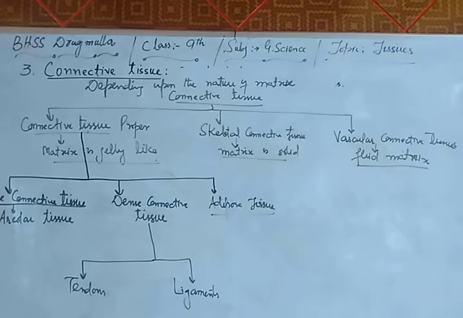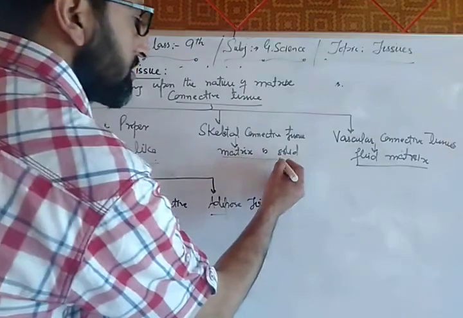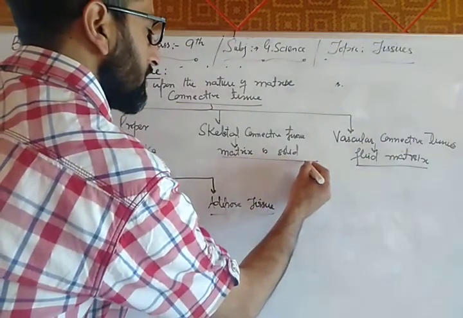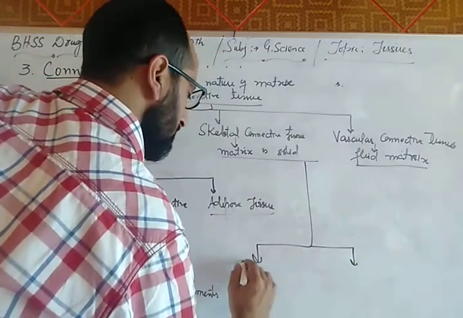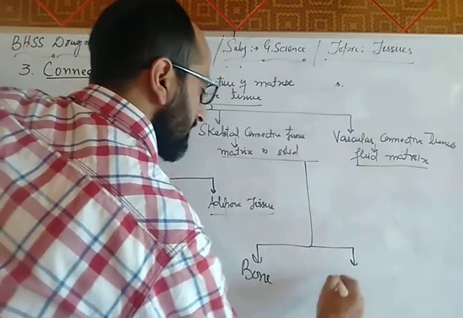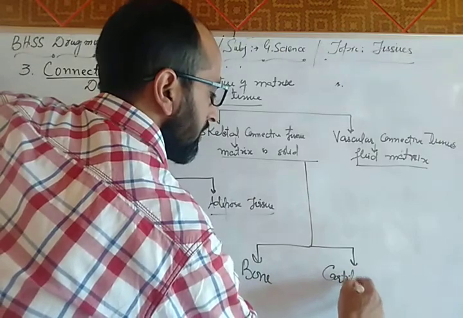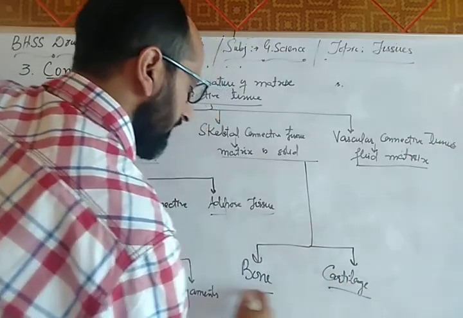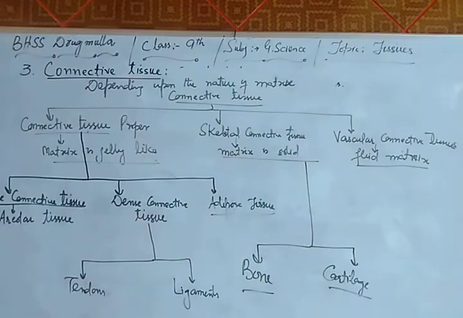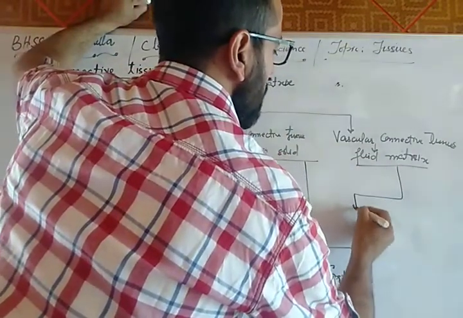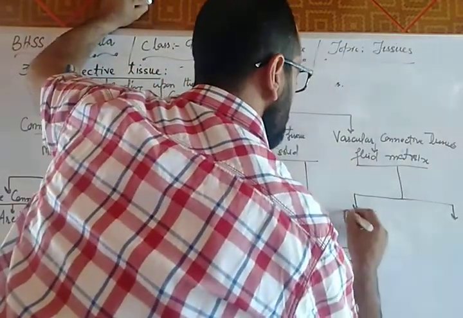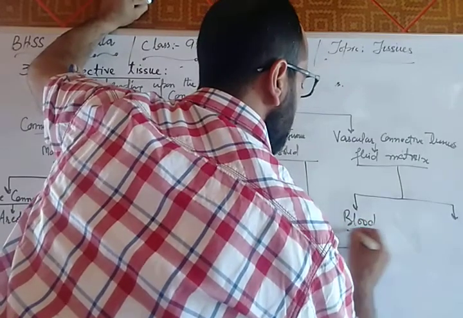Moving further on classification, this skeletal connective tissue, where the matrix is solid, is of two types in our body. The first is the bone, second is the cartilage. Bone and cartilage. And this fluid matrix connective tissue that we call the vascular connective tissue is also of two types in our body. The first is the blood, and the next is the lymph.